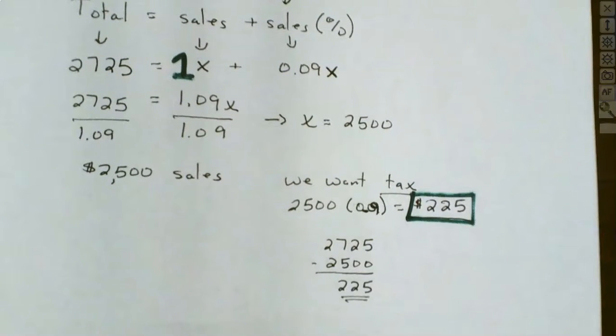Because X is not the taxes, X is the sales. So we then took our sales, and you can either take your total minus your 2,500 and get that 225, or you can take that 2,500, which is the price of the items, multiply that by your 9%, and you'll get the same $225. Just like buying a TV at the store. You've got to pay sales tax, and this is how it's done.